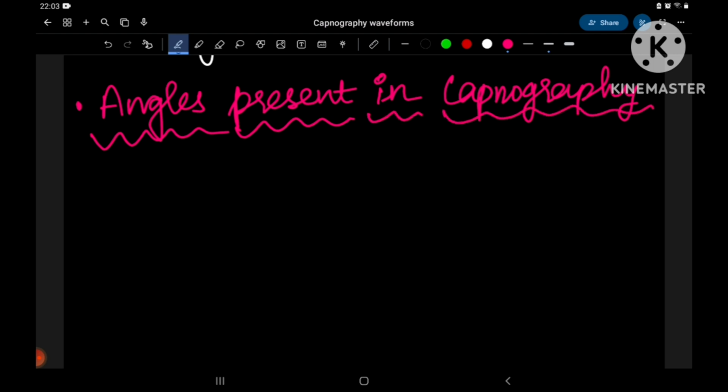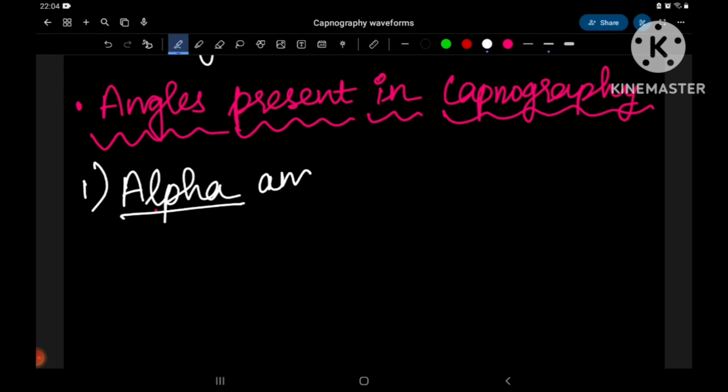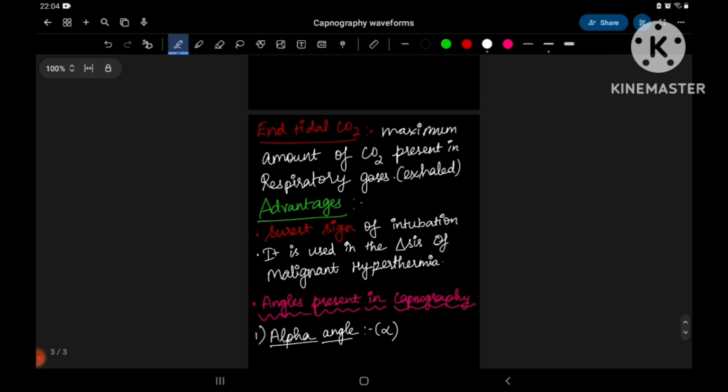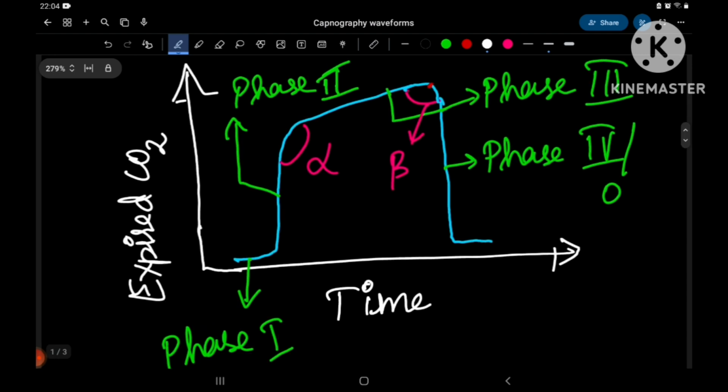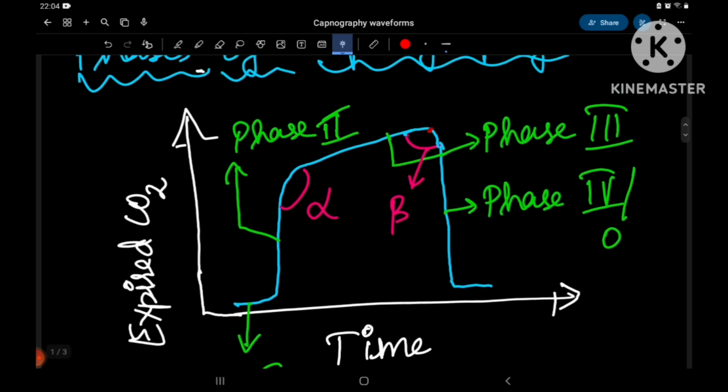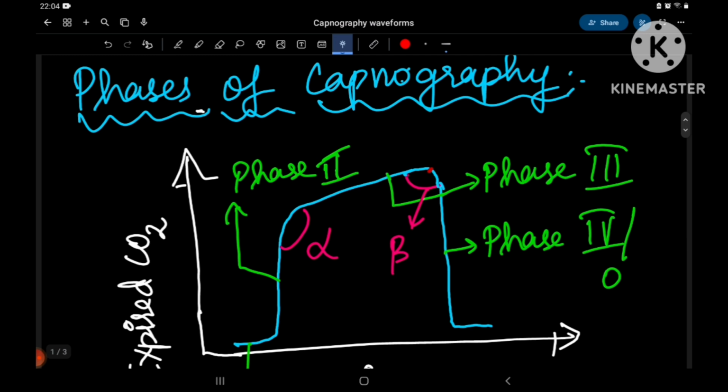What are the angles? The first one is the alpha angle. What is this alpha angle? First of all, where is it present? Let's take the diagram. The alpha angle is present between phase 2 and phase 3. You can see that clearly, right? I'll just highlight that to you.